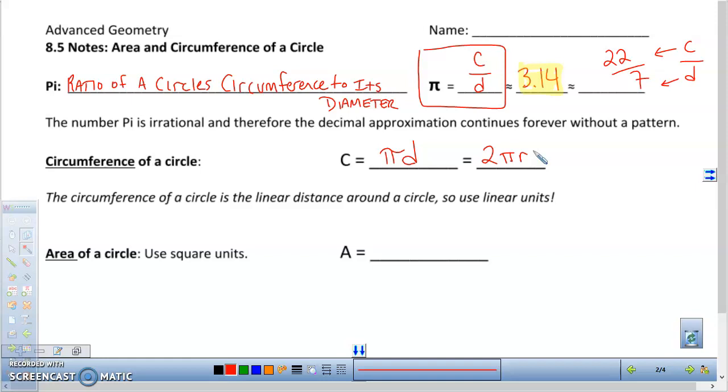The circumference of a circle is a linear distance, so make sure you use linear units. So inches, or centimeters, or miles. Not square units. We reserve square units for measuring area, right?